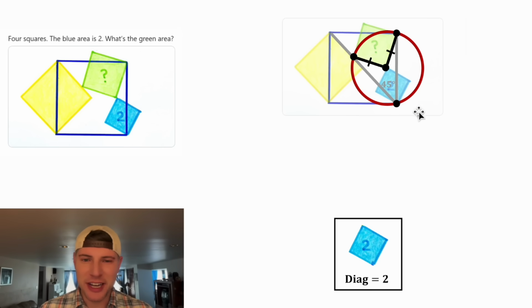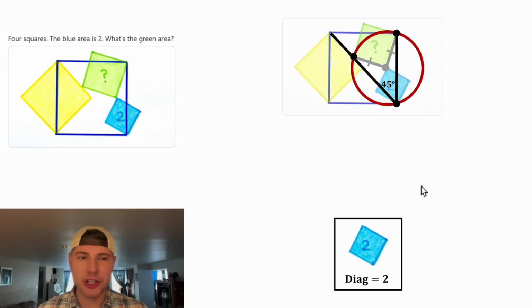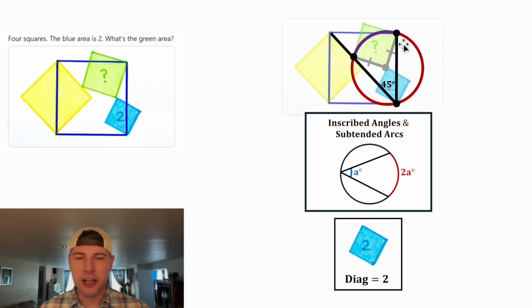And to do that, for the next step, let's focus on this angle. This 45 degrees is for sure an inscribed angle. We know the vertex of the angle is on the circle because we defined it that way. Let's look at this arc that is subtended by the angle. In a circle, the measure of the arc is twice the measure of the inscribed angle. Here's some notes right here. So this purple arc is going to have a measure of 90 degrees.